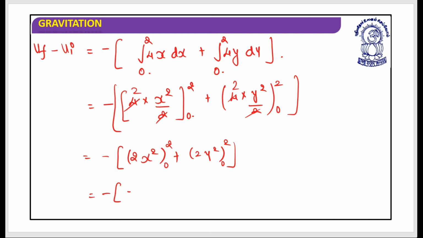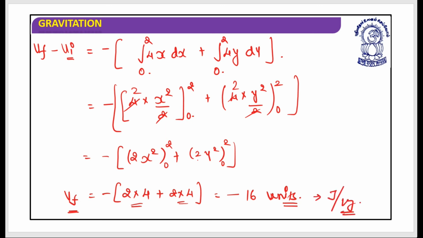This is equals to minus of 2 into x square, it's 4, plus 2 into y square, it's 4. So 2 4s are 8, 2 4s are 8. This is 8 plus 8, 16. This is equals to minus of 16. I could say that it is minus 16 units. I hope this is clear. As the potential at the origin is 0, this is the final potential, or I should say the gravitational potential, basically work done divided by mass. You can use the unit joule per kg.